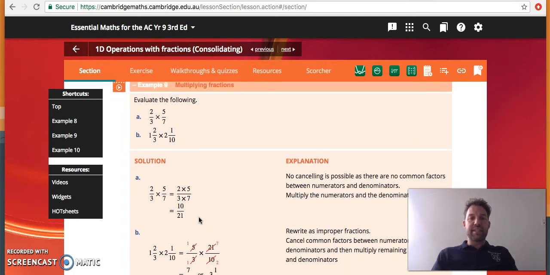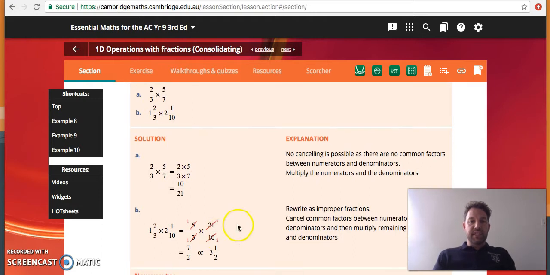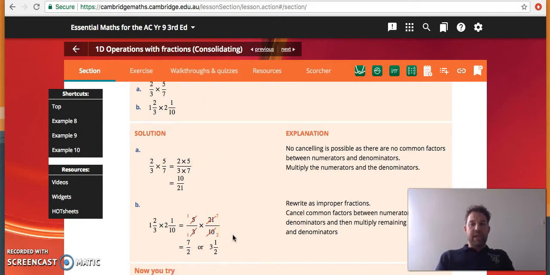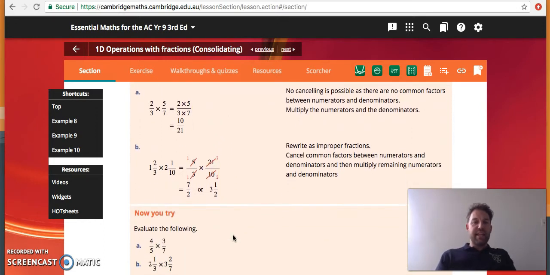All right, with our next example, they have just changed it to an improper fraction instead of a mixed number. So 1 2/3 becomes 5/3. And 2 1/10 becomes 21/10. They've then done some cancelling, or you could just multiply straight across and simplify later.